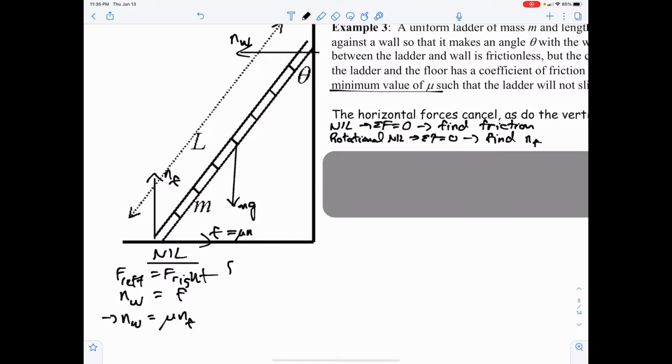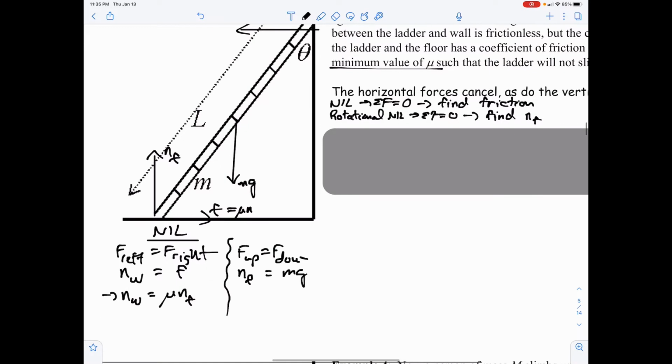Now, the other thing that we know is that forces going up equal forces going down. That would be the normal force from the floor going up is equal to mg going down. So we've got a lot going on here. The problem is we just don't know what the normal force from the wall is. That's kind of the one unknown that's messing the whole thing up.